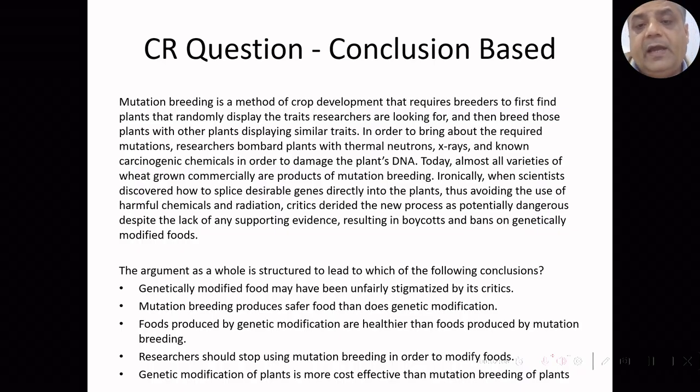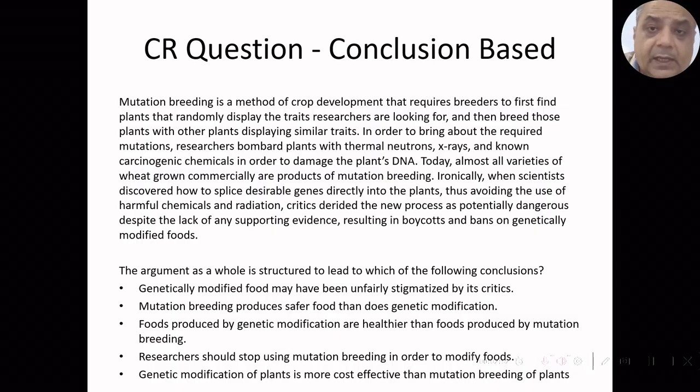So basically, we have to analyze this information given in the stimulus, and we have to see what conclusion can be reached after analyzing this argument. So the options read as follows. Genetically modified food may have been unfairly stigmatized by its critics. Mutation breeding produces safer food than does genetic modification. Foods produced by genetic modification are healthier than foods produced by mutation breeding. Researchers should stop using mutation breeding in order to modify foods. Genetic modification of plants is more cost effective than mutation breeding of plants.